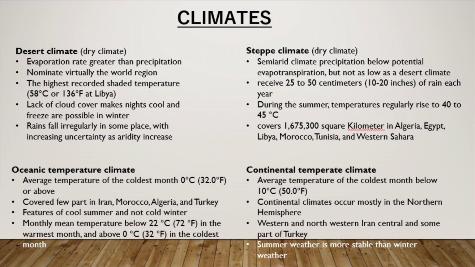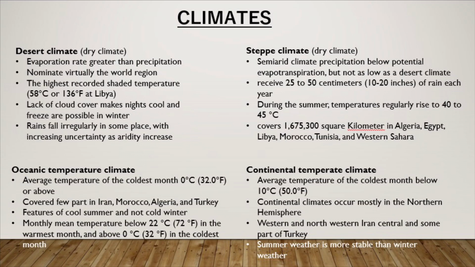Okay, next is oceanic temperate climates. It is not a monopoly climate, but still present. Okay, the average temperature of the coolest month is 0 Celsius or above. It covers a few parts of Iran, Morocco, Algeria, and Turkey, but specifically it covers the top of the map, going in the direction of Spain, Portugal, and Italy. Okay, the features are cool summers and not cold winters. The monthly mean temperature is below 22 Celsius in the warmest month and above 0 Celsius in the coldest month.